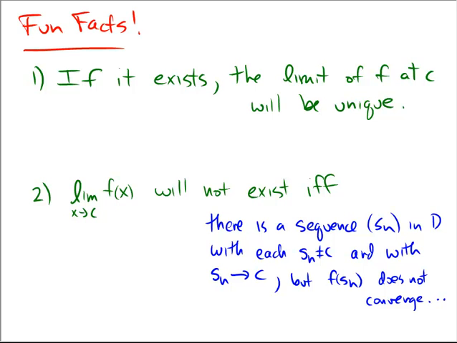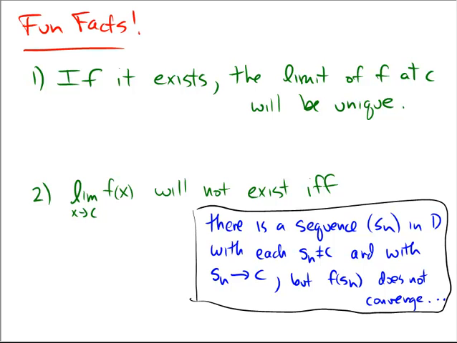Another fun fact is that the limit as x approaches c of f of x will not exist if and only if you can find a sequence Sn in D such that Sn is never equal to c, just like we've always required so far, and Sn converges to c, but we can see that the f of Sn's do not converge. On the other one, we saw that they don't converge to L, but in general, we'll see that the limit doesn't exist if we can show that the f of Sn's actually don't converge to anything.